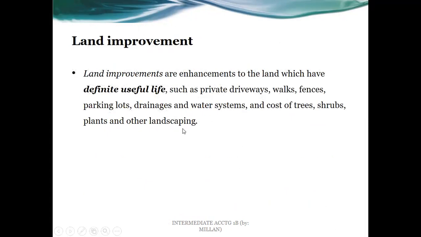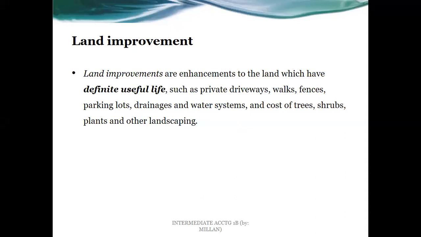Okay, this one. So for example, if we develop the land by constructing fences or walks or parking lots, they are differentiated from the land itself. And we can really classify them separately. Therefore, these items are to be part of land improvements. We have to take note that these items are not permanent because they are depreciable as compared to the land. And this is a general rule and the usual thing for the land. Among other land improvements, like if we cost the trees, shrubs, plants, and other items for the landscaping. So these are parts of land improvement.